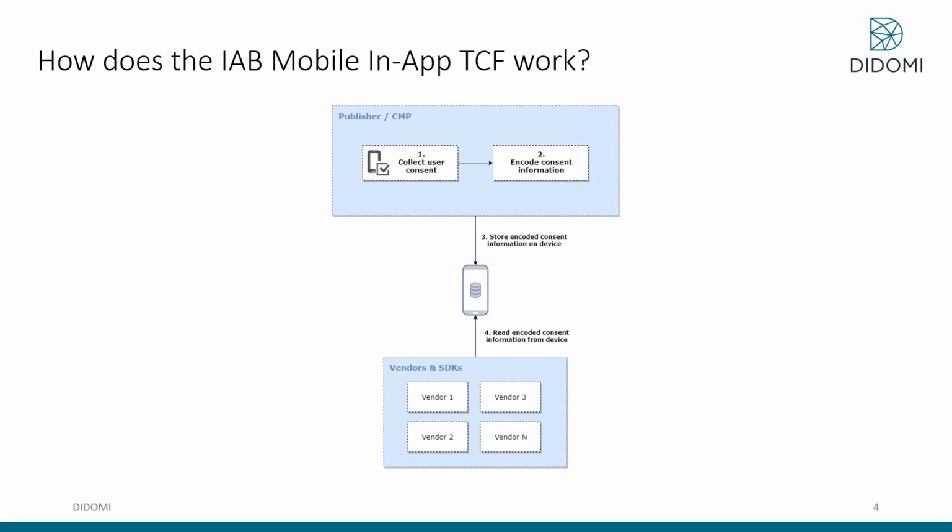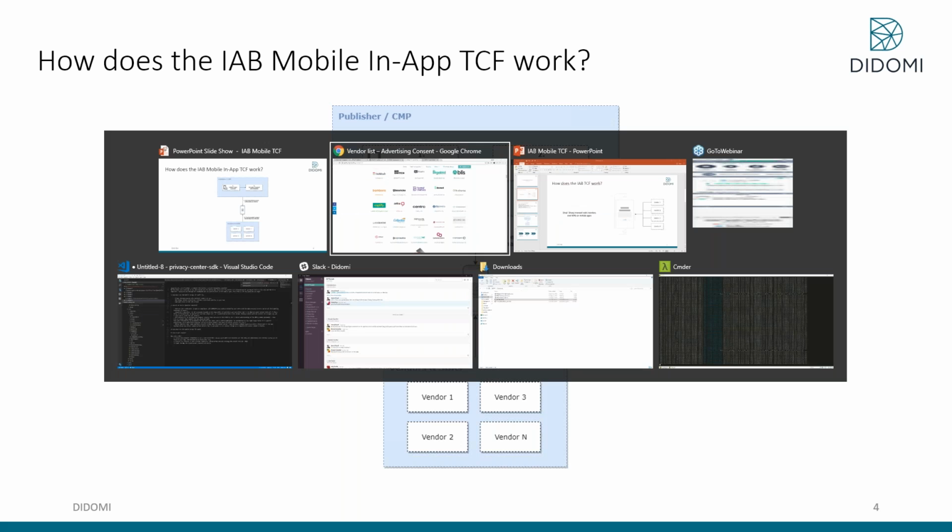From a more technical perspective, if we go through the mobile spec, you're definitely welcome to take a look at it on the IAB GitHub. But it's really pretty simple. There are really 4 steps to it. The first one is, as a publisher or CMP, you want to be collecting user consent, so displaying the screen, making sure it has the right information coming from all the vendors you might be collecting consent for. That's pretty much the same setup as the web version as well.